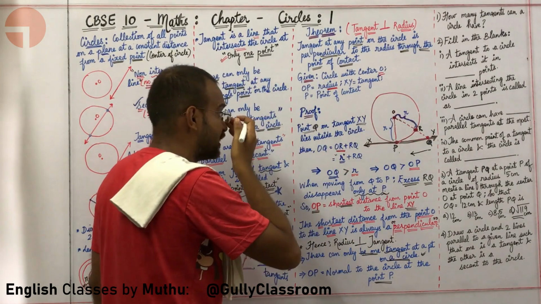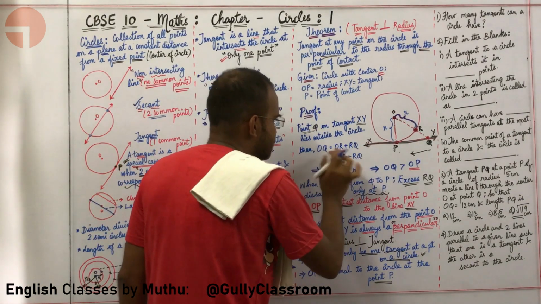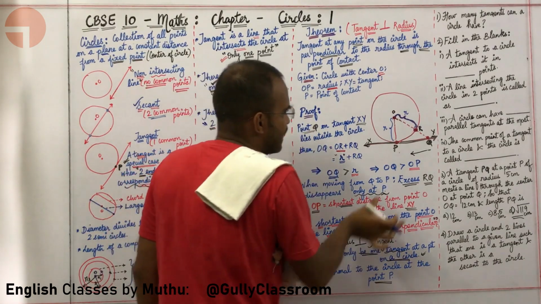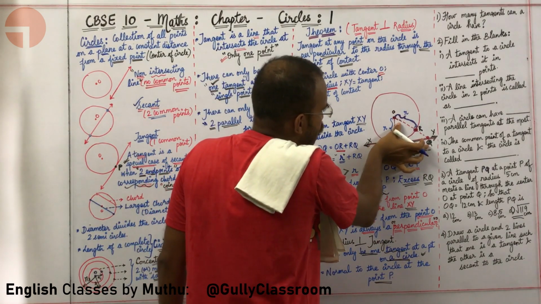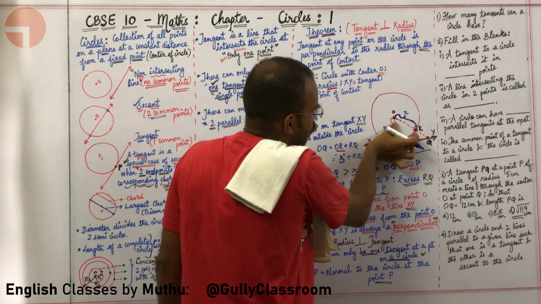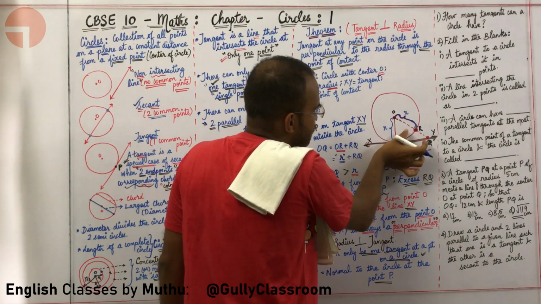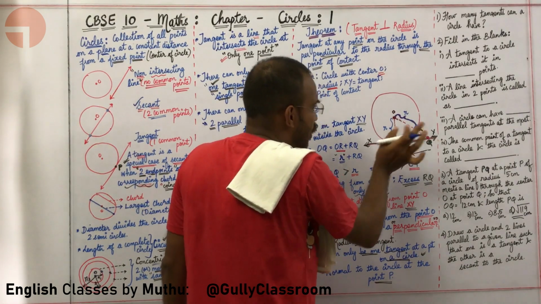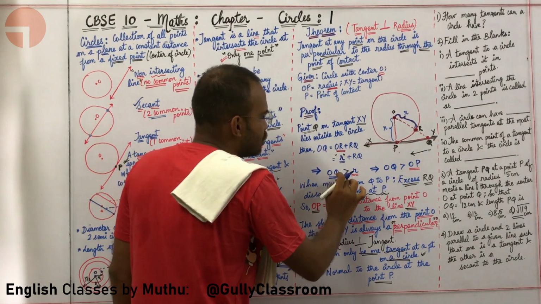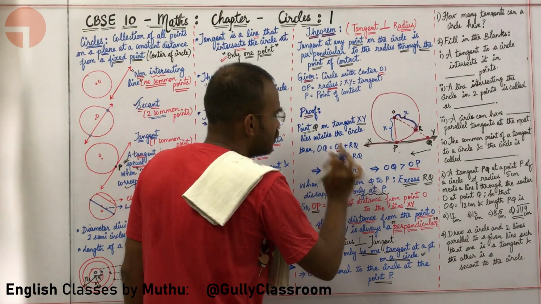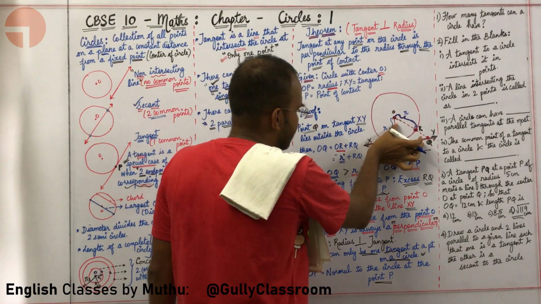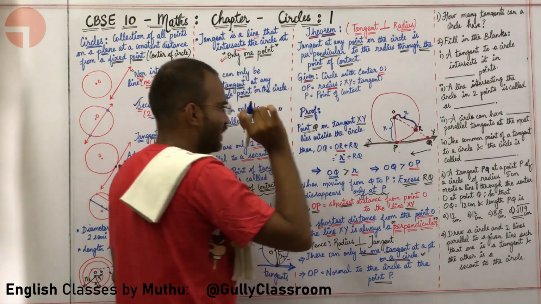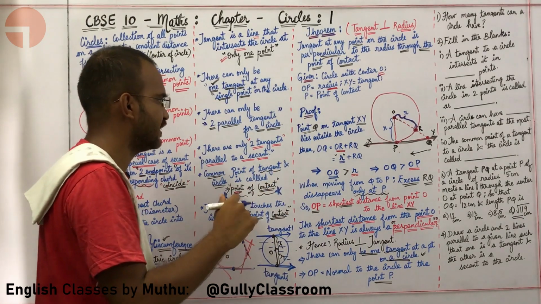Okay, sir. What next? Here, because of this illustration, I can understand that the length OQ is greater than the length OR. Why, sir? Because in the length OQ, there is an excess RQ. So OQ is greater than small r. Fine sir, OQ is greater than small r.